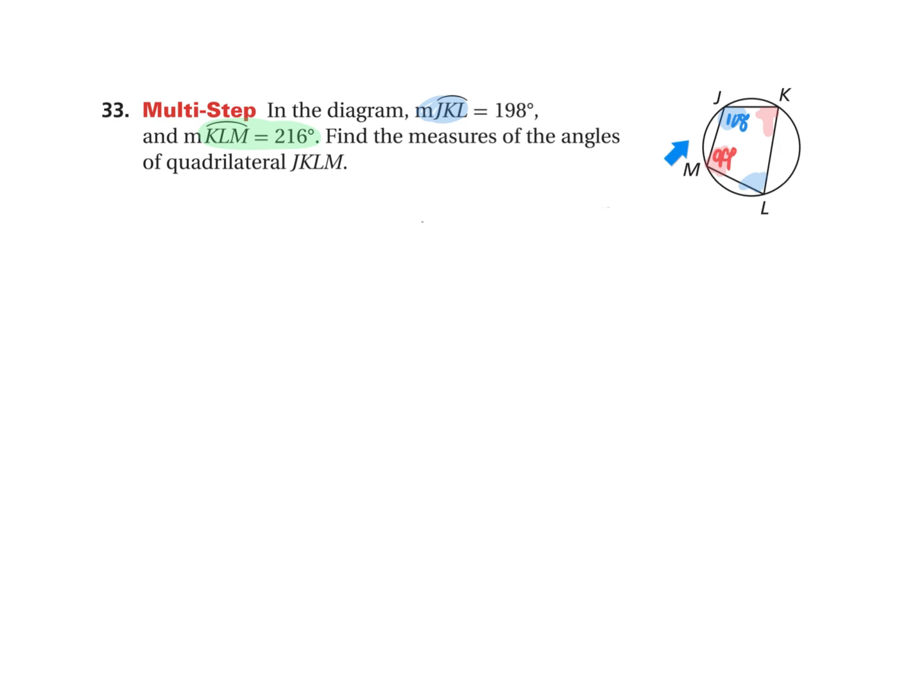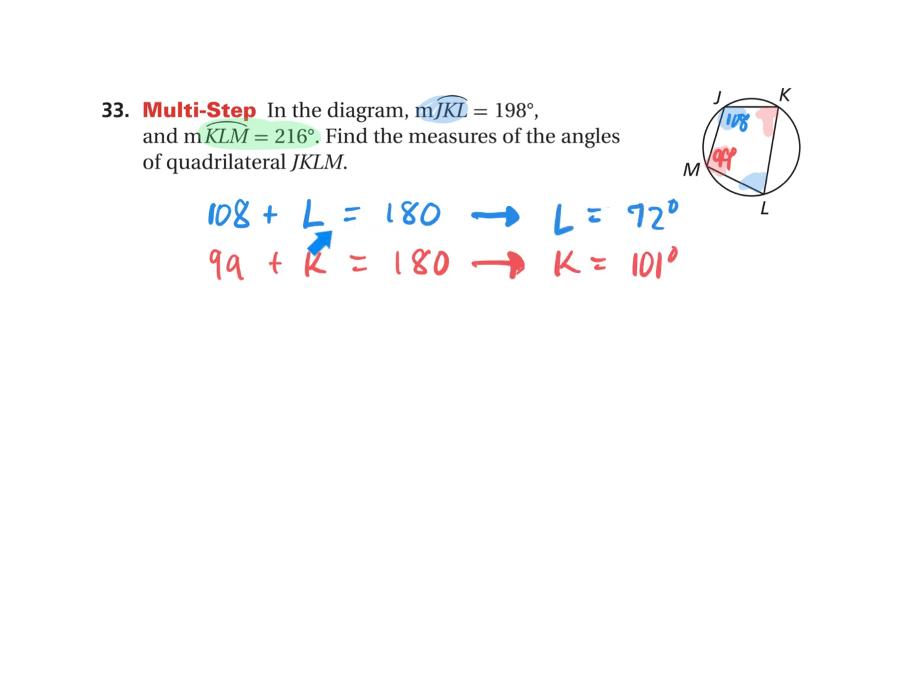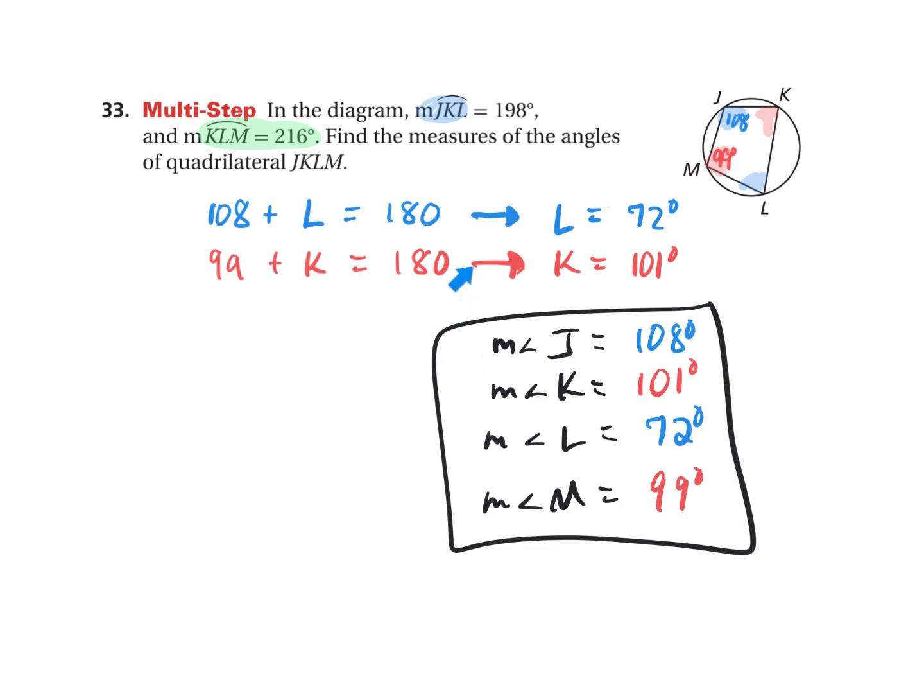So one of the ideas we learned was the last theorem. When a quadrilateral is inscribed in a circle, the opposite angles have to be supplementary. These two blue angles add up to 180. These two red opposite angles add up to 180. And so if we solve each of those equations, we'll know what L and K are, just by subtracting these numbers from 180. And that's how we found the measures of the angles of quadrilateral JKLM.